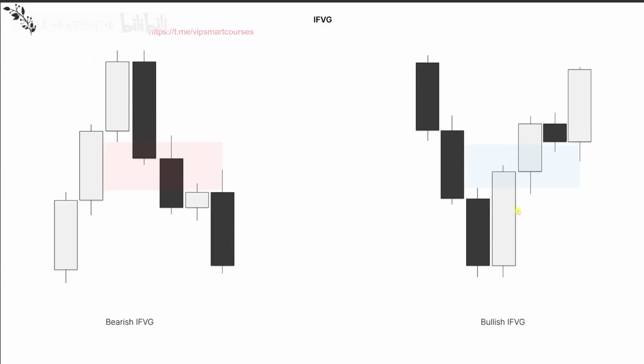Here on the right, we have a bullish scenario. As you see, price comes and actually closes above this once bearish fair value gap and uses it as support to then expand away from price.